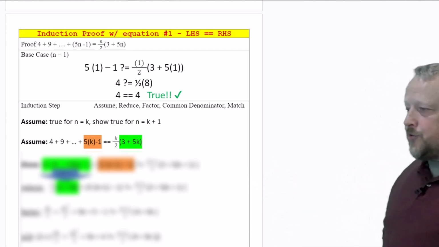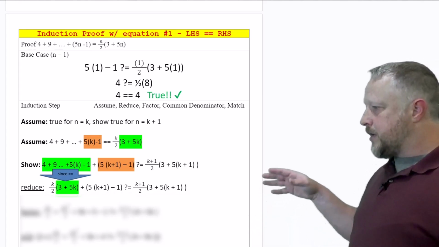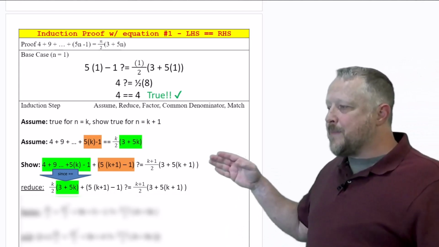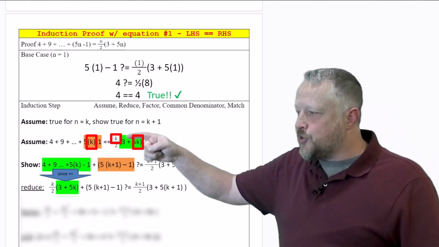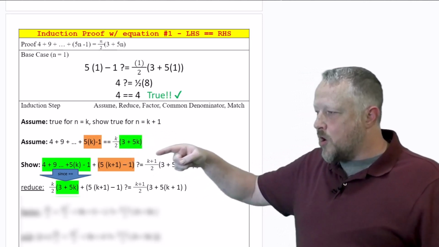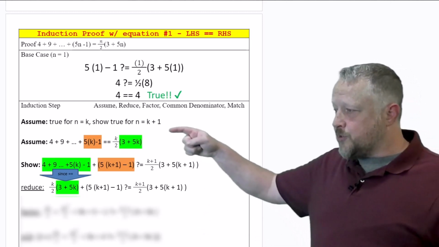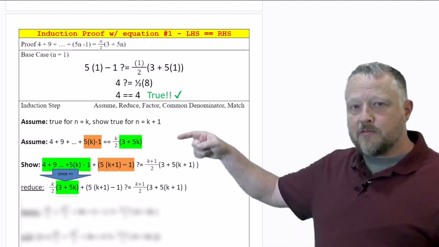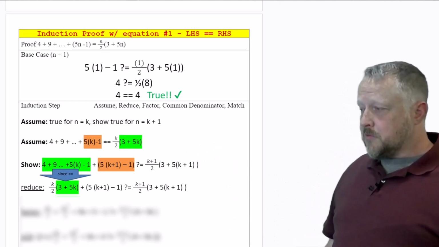Now I need to do the show, and in the show I'm going to have that 4 plus 9, and so on, plus, and there's my k plus 1 in every spot that I had k. Just like the line above it, I'm now adding that k plus 1 in every spot because I want to prove that these two will still be okay. Even though I've added one more, I bet it'll still work out. It might not, by the way, but still.